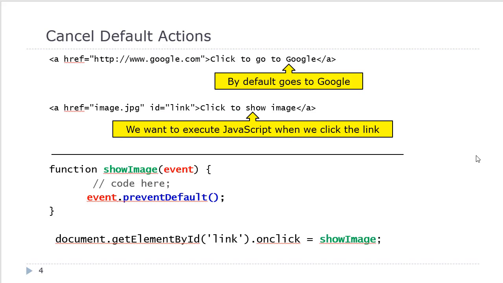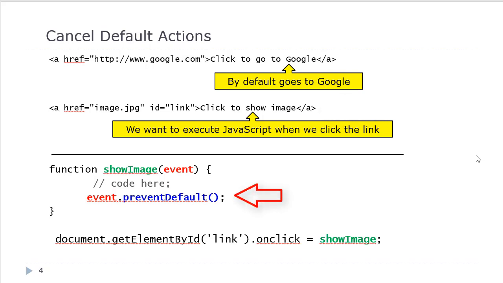So let's review our anchor element. When we click on the text inside the opening and closing A tags, by default, we will be calling the href attribute and that page will load in the browser. Supposing we wanted to click on a link that has an image as the value of href. We may not necessarily want to load that image, but we might want to execute some JavaScript.